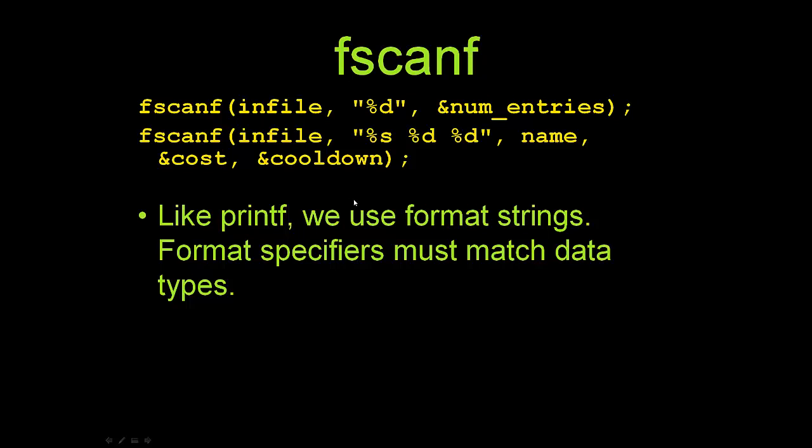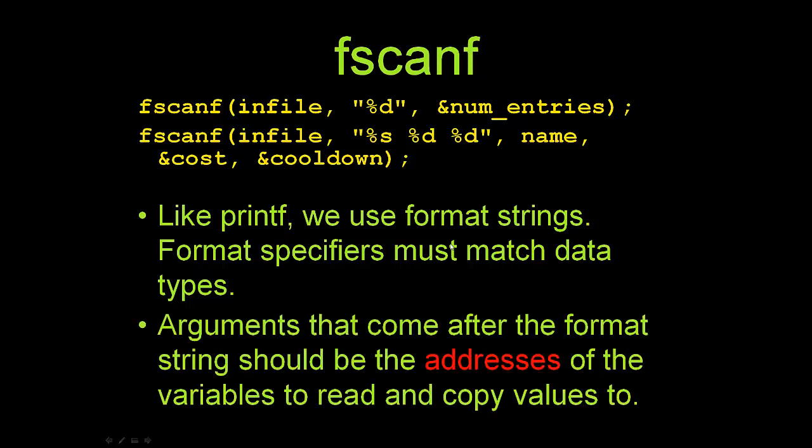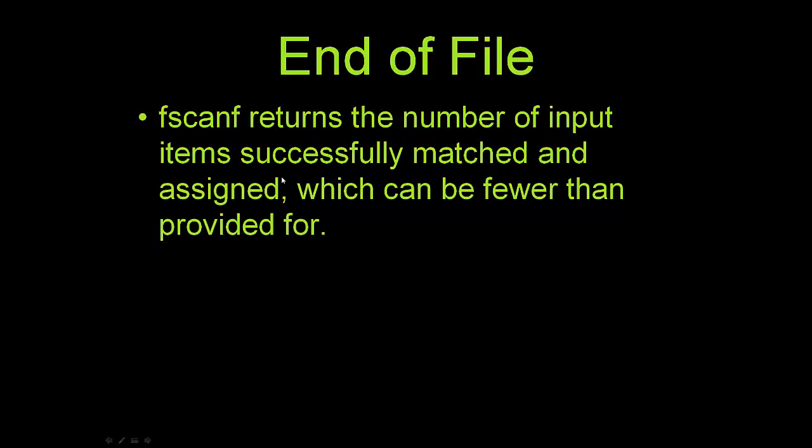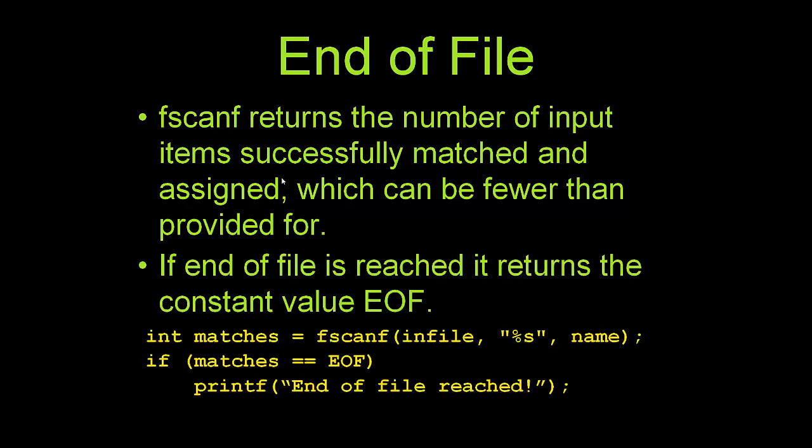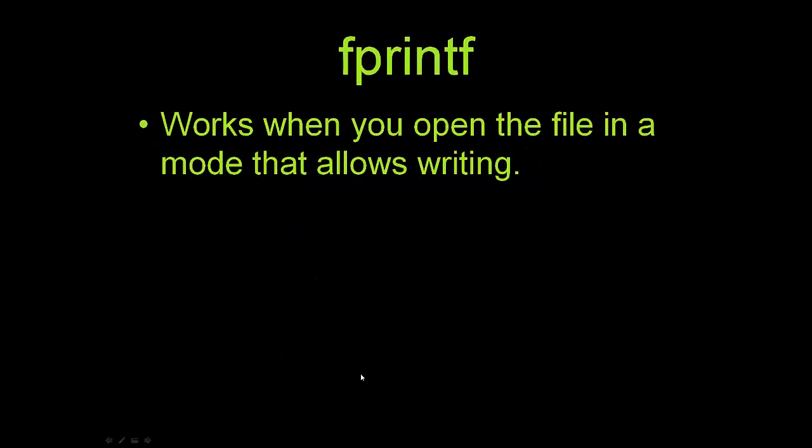Like printf, we use the format strings like %s, %d, and you must match the type of the file, and the arguments that come after that tell you where to put the read elements. Basically fscanf will return the number of items that it can match and assign to the different variables, which can be fewer than what you provide for. If you reach the end of file, then you will get this symbol called EOF, which means that you've reached the end of the file.